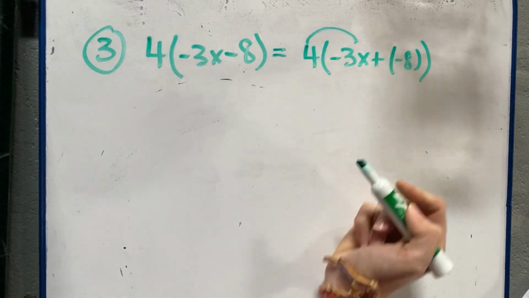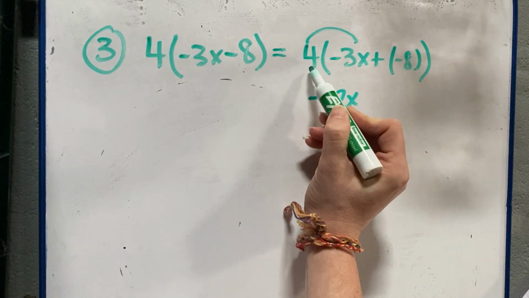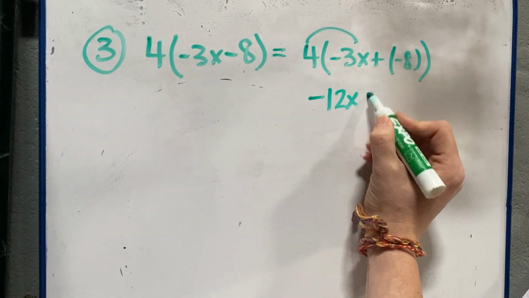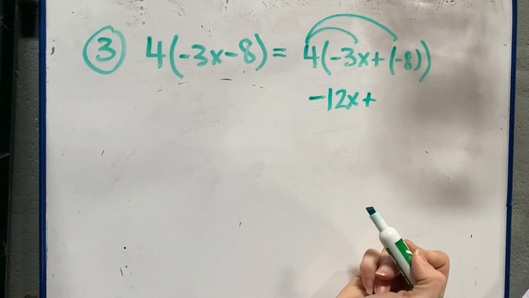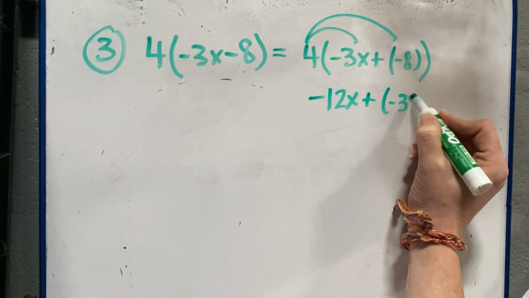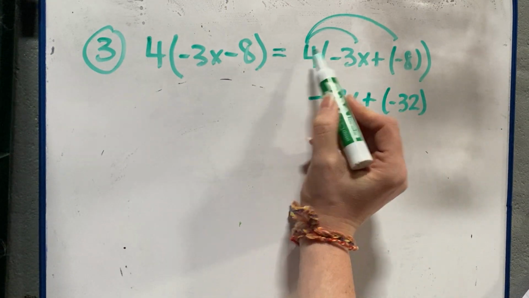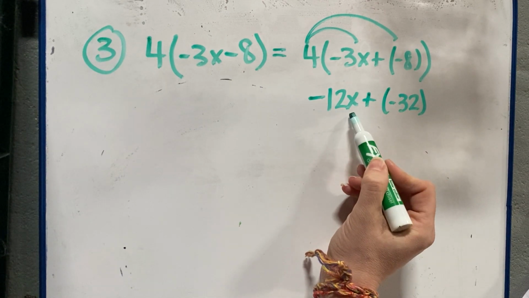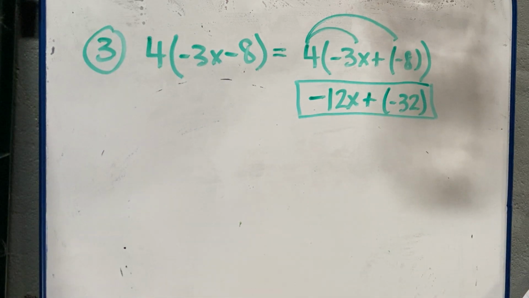4 times -3x is a -12x. 4 times 3 is 12, and then a positive times a negative is a negative. Plus 4 times -8, we've got -32, because 4 times 8 is 32, and then a positive times a negative is a negative. These are not like terms because this one has an x and that one doesn't. So that's as far as we can take it.